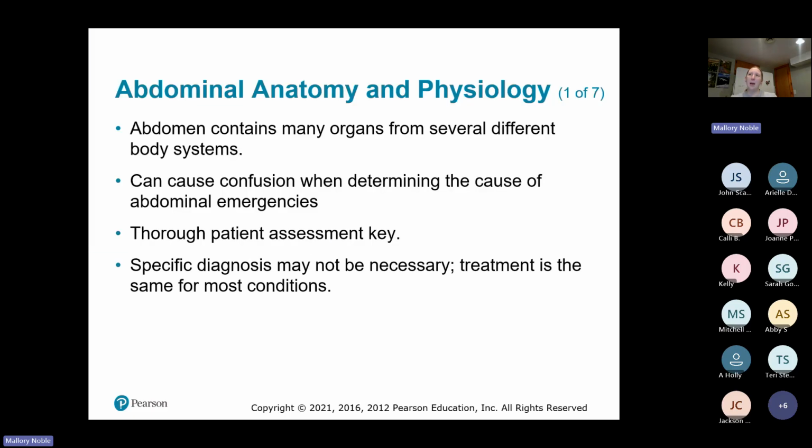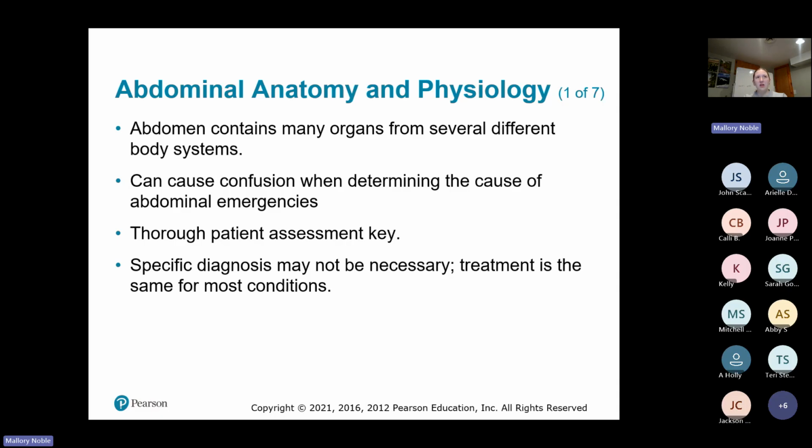So the abdomen contains many organs from a bunch of different body systems, which can make figuring out what's wrong very difficult because there's a lot going on in the abdomen. The other thing that can challenge us a bit is that the nervous pathways throughout the abdomen connecting different organs to different areas within your body can cause a lot of referred pain. So these patients that are complaining of abdominal pain can be really difficult to track down exactly which organ is causing the issues.